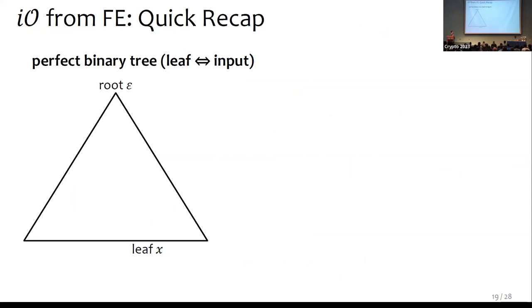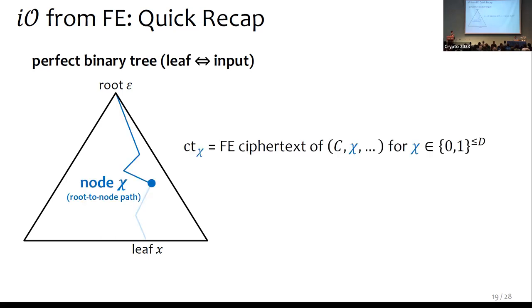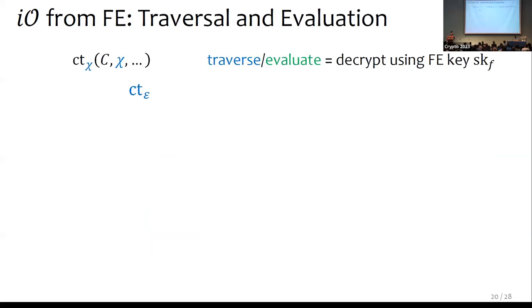Okay, so our starting point of the obfuscator is the classic FE to IO transformation in the standard model. So in these constructions, we should think that there's a perfect binary tree where each leaf is associated with a possible input. And each internal node is associated with its root-to-node path, which is a prefix of the input. And we also put a functional encryption ciphertext encrypting the circuit, the prefix, and some other things to this node. And to evaluate the obfuscated circuit, we'll perform a traversal over the tree.